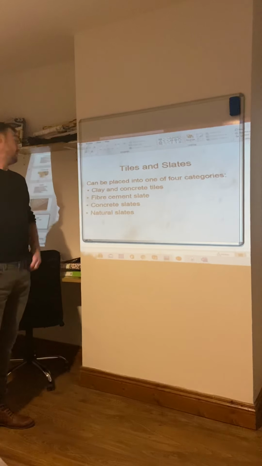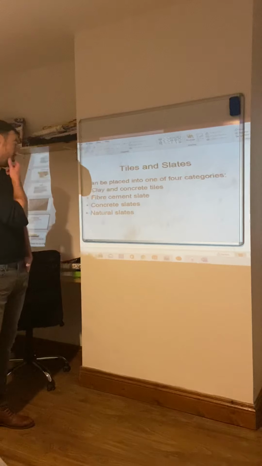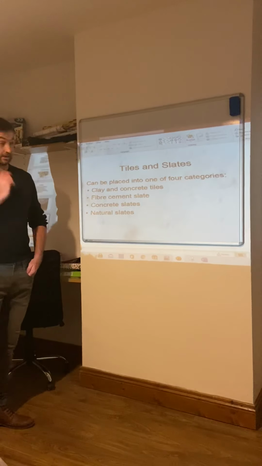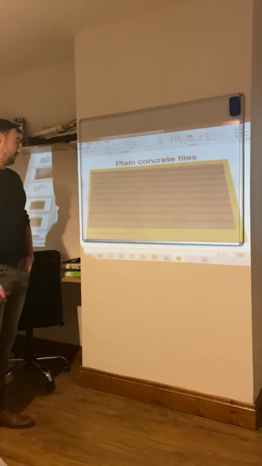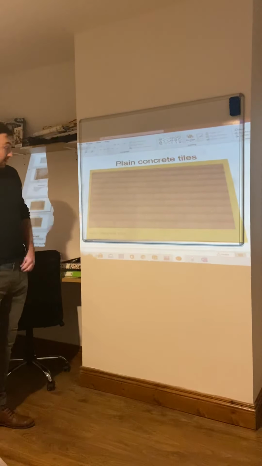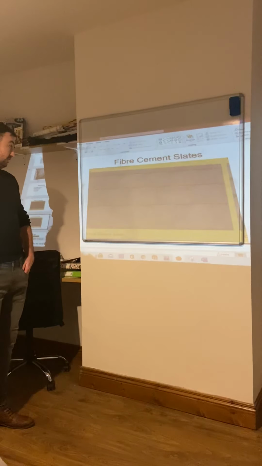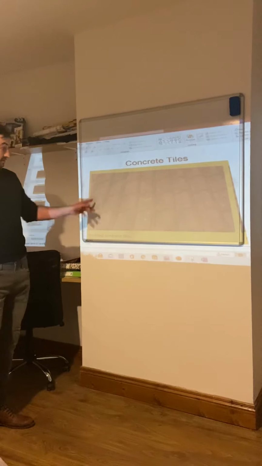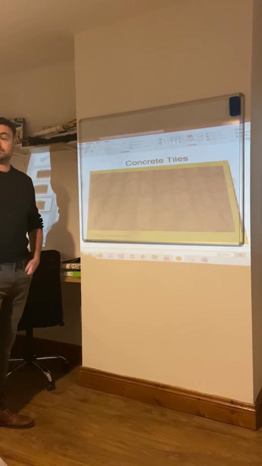Right, now we talked about roof coverings. Tiles and slates can be placed into 1 of 4 categories: clay and concrete tiles, fibre cement slate, concrete slates, and natural slates. Here we have just an example of plain concrete tiles, fibre cement slates, and concrete tiles. You recognise them from home, yeah? Mm-hmm. Yeah.